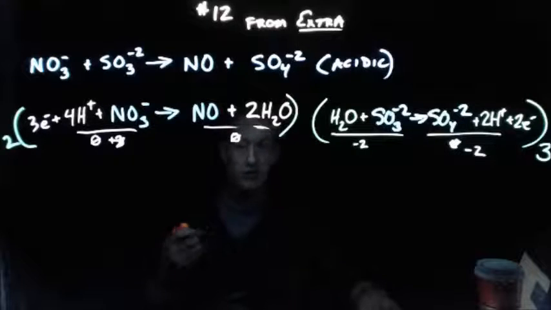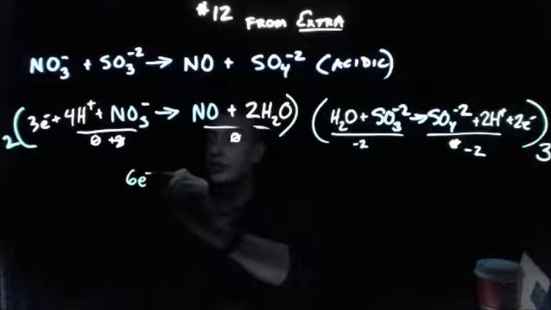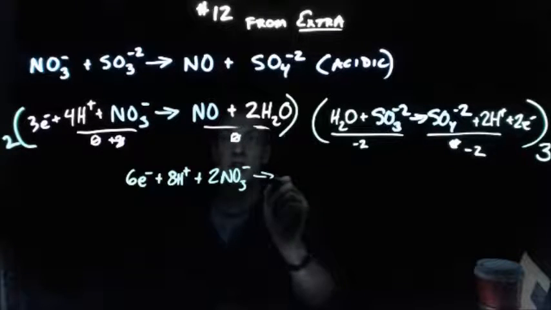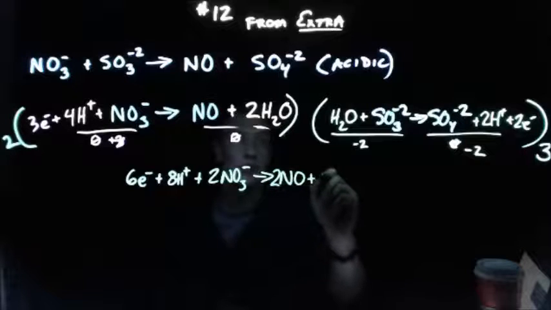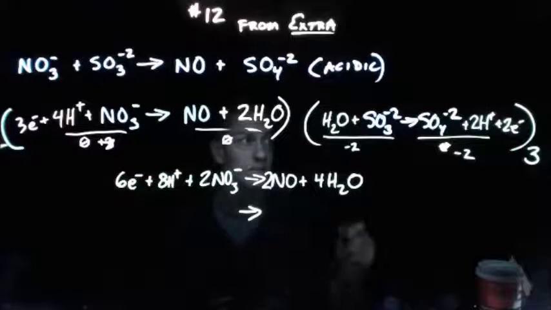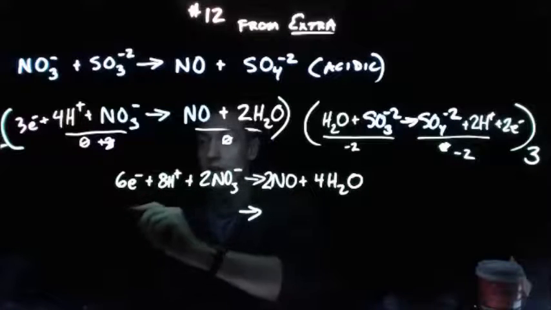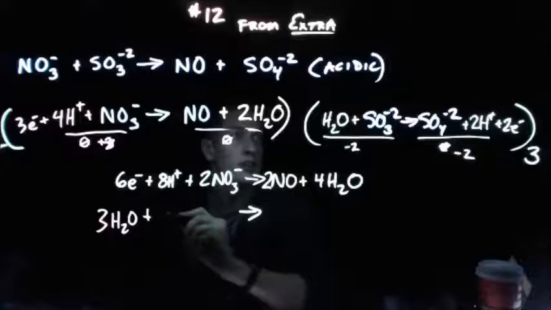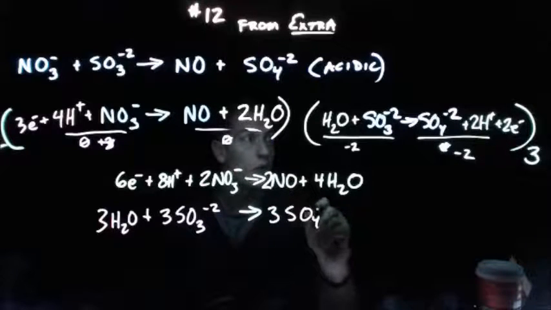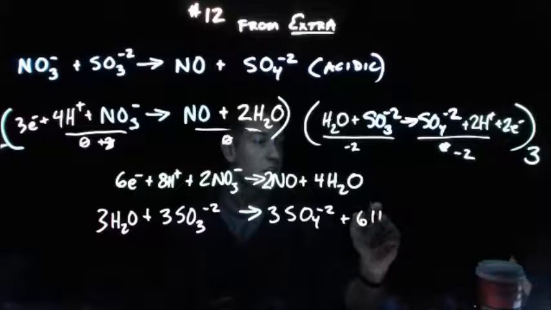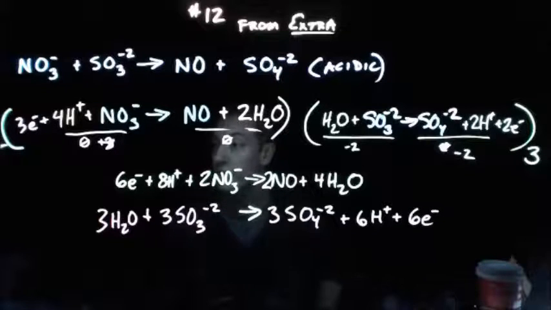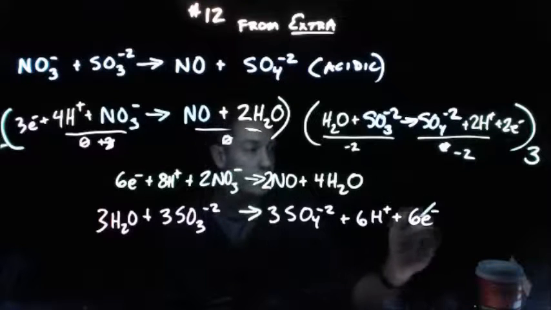And so that will then give me 6 electrons plus 8 hydrogen ions plus 2 NO3- yields 2 NOs plus 4 H2Os. Then I will rewrite the sulfur part of the reaction. So that's going to come down here. It's going to be 3 H2Os plus 3 SO3 2-s yields 3 SO4 2-s plus 6 hydrogen ions plus 6 electrons. And then, as I mentioned earlier, the whole goal of the multiplying was so that the electrons would cancel, and they do.